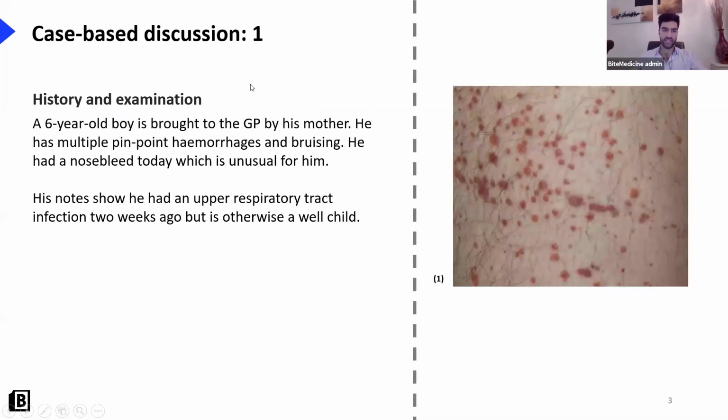So this is the first case. You have a 6-year-old boy who's brought into the GP by his mother. He has multiple pinpoint hemorrhages, which are shown here on the diagram, and bruising. He's had a nosebleed today, which is unusual for him. You look at his notes and he shows that he's had an upper respiratory tract infection 2 weeks ago, but is otherwise well. Don't state the diagnosis or anything in the chat, but are you guys worried or not worried?